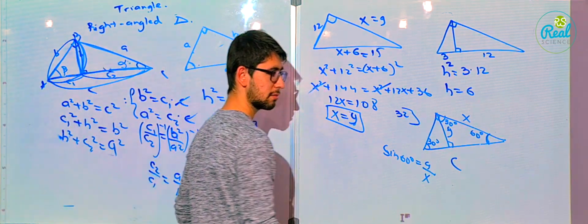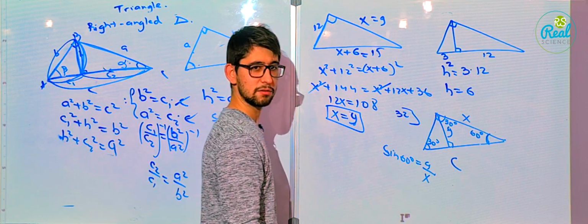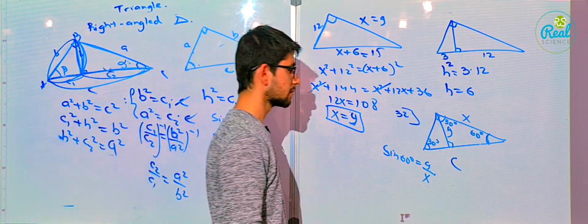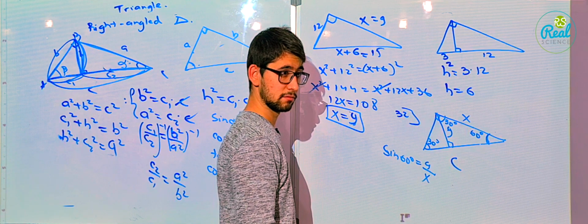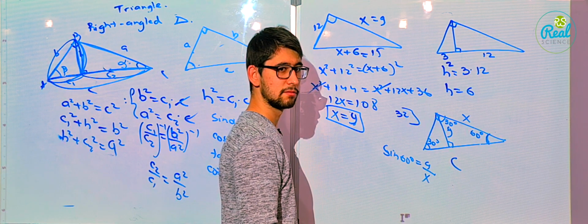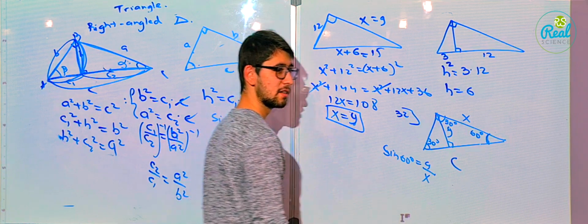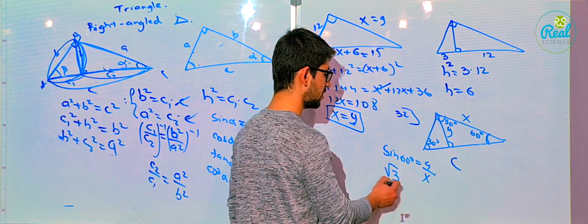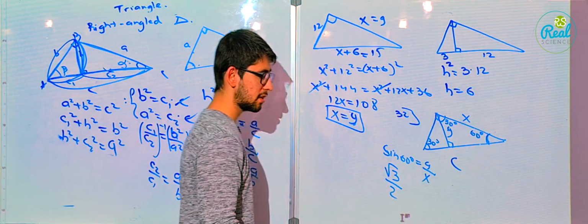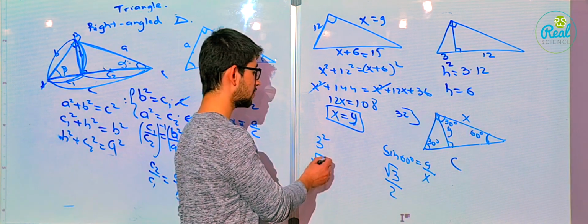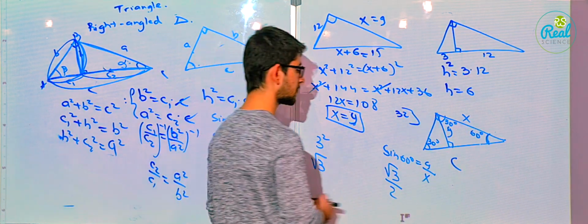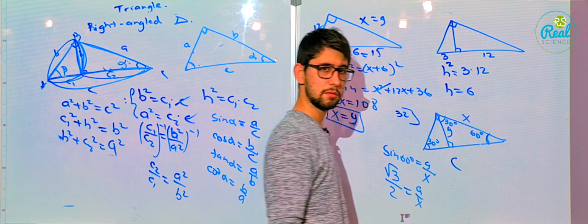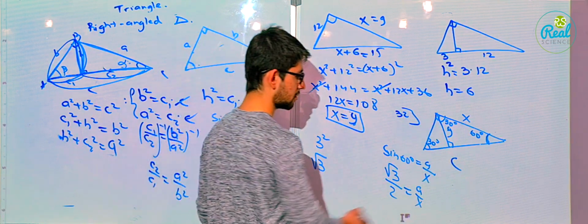One over 3? Oh my God, no. Sine 60 degrees, Abdubari, can you tell us? No, it is not 1 over 3. It is square root of 3 over 2. Why don't you know it? Square root of 3 over 2 equals 9 over X. Yes, it is 9.